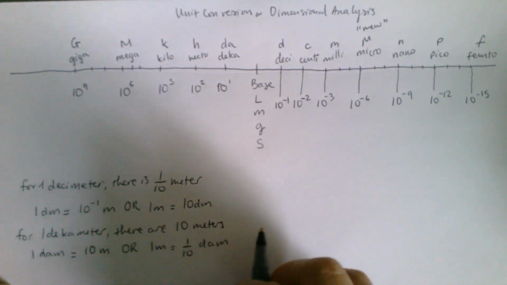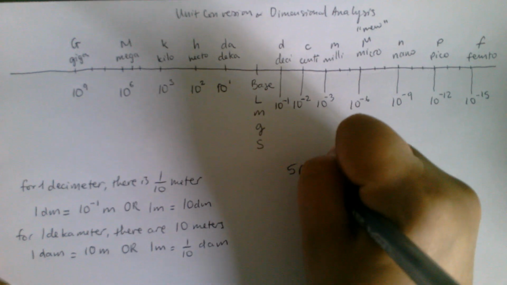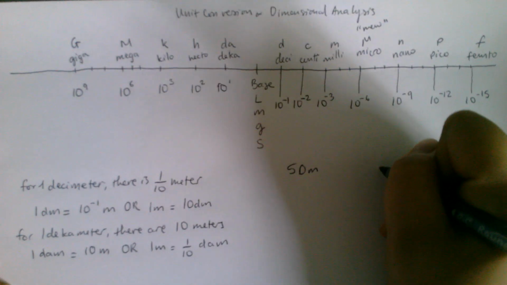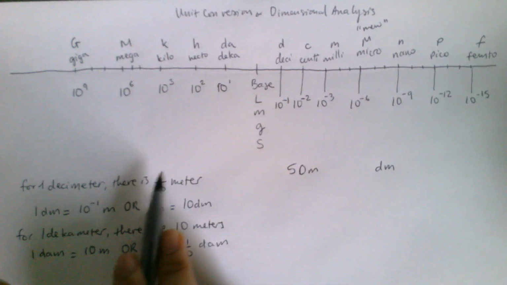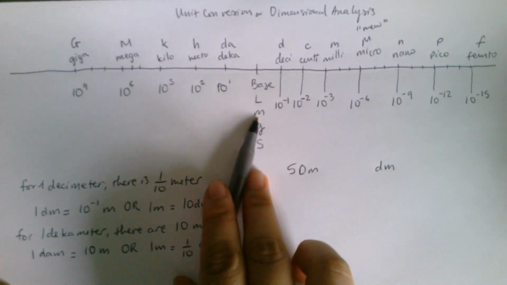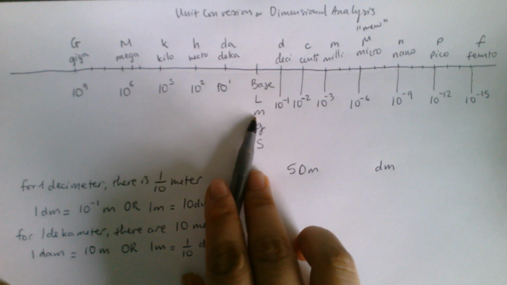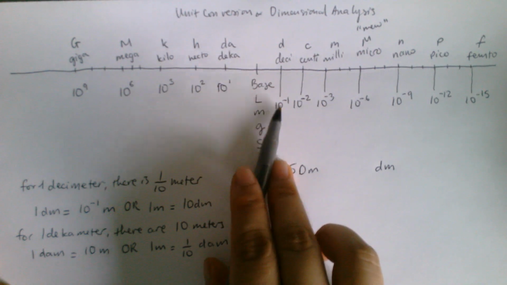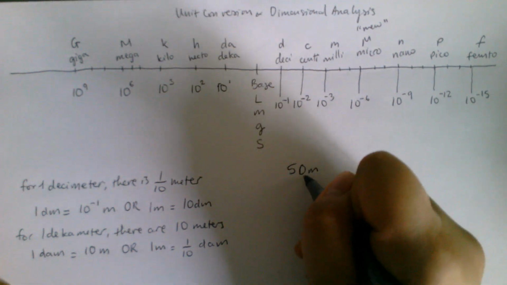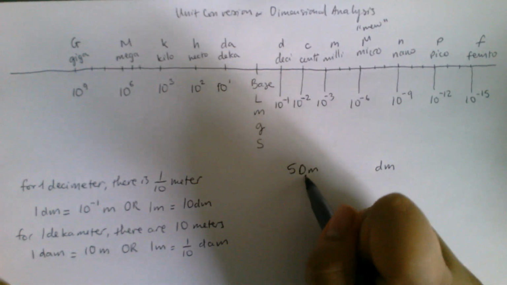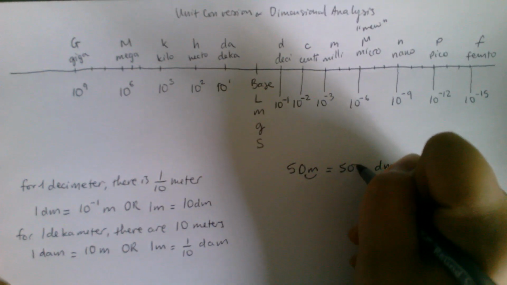So if we're trying to convert, for example, 50 meter to decimeter, we can look at this chart right here, and we say from meter to decimeter is only one space. Moving to the right, from meter to decimeter, one space to the right. We can say that the decimal is here, and we move one space to the right and fill in the space with a 0. We get 500 decimeter.